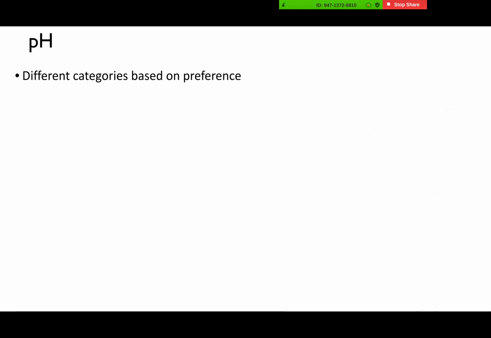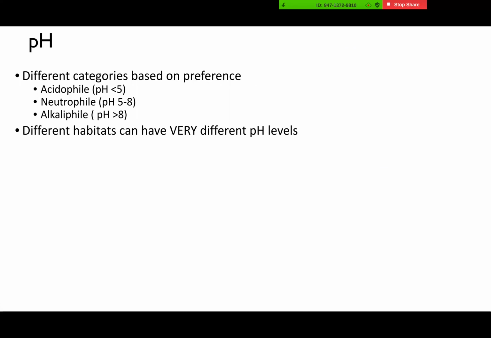And so microbes are really susceptible to pH. This is one of the strongest drivers of whether or not a microbe can grow in an individual environment. Now, depending on where a microbe likes to grow, it can be classified as an acidophile if it likes a pH less than 5, a neutrophile if it likes a pH between 5 and 8, an alkaliphile with a pH greater than 8. But the interesting thing about microbes and the habitats that they live in is that their habitats can have very, very different pH levels.